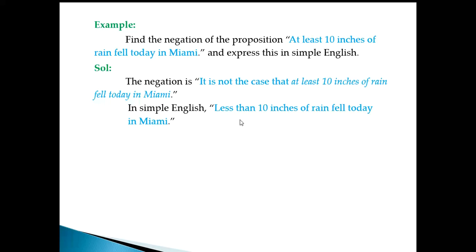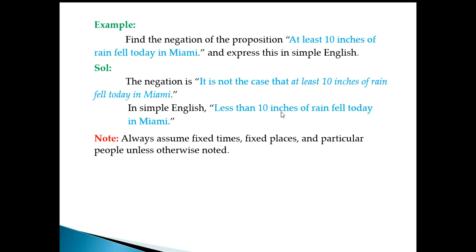So it will be the negation of this. And in simple English, what can we write? Less than 10 inches of rain fell today in Miami. At least 10 inches, right? So less than 10. At least means a minimum of 10 inches, and the negation is less than, below 10 inches, right? So that will be the negation of this sentence. Clear? Next, always remember that in negation, we always assume a fixed time, fixed places, and a particular person unless otherwise noted. Right? We have not changed any sentence here.